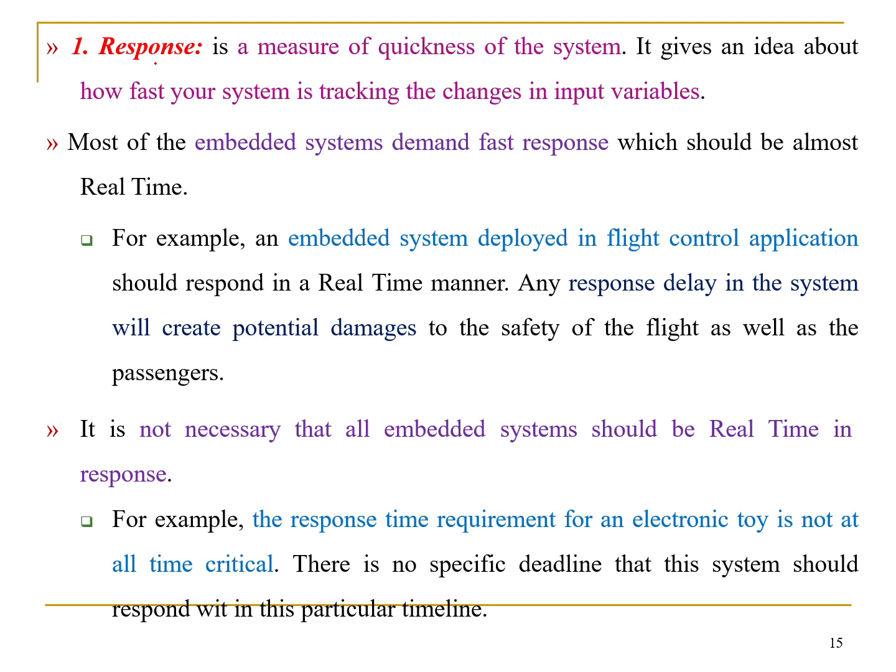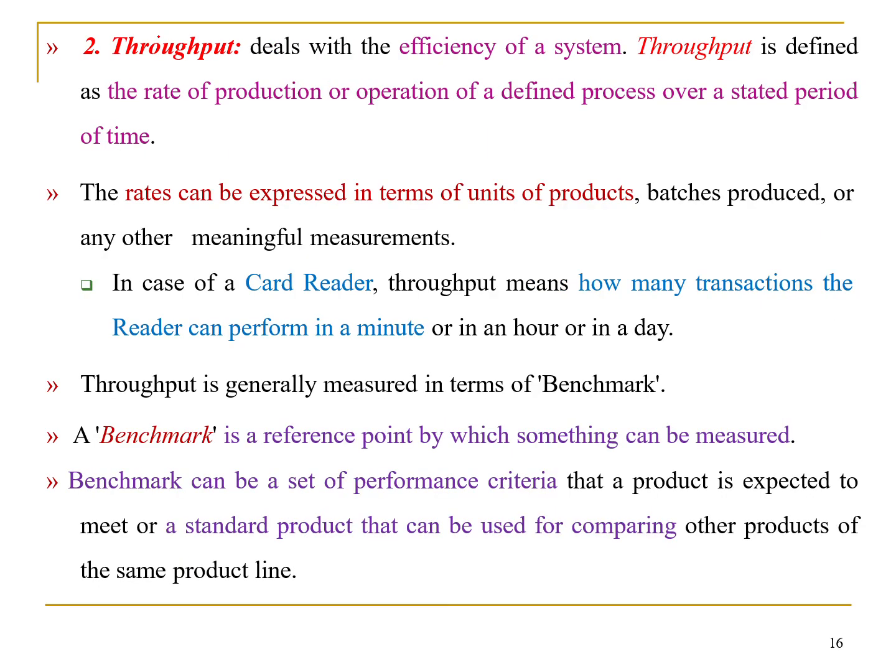For example, you are going to meet with an accident, and if your airbag is going to open after half an hour, what is the use? You want it to open immediately, right? That is what is expected of the embedded system. The response of the embedded system should be as fast as possible, and the response time should be as small as possible. Throughput. Throughput is nothing but the number of times your embedded system is going to respond to the input in a given time.